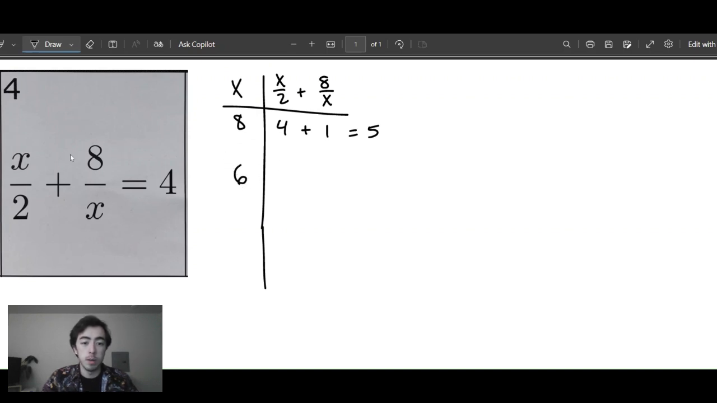If we do 6 divided by 2, we get a 3 here. And then 8/6 does reduce to 4/3. But then this is some kind of fraction number. I mean, it is 4 1/3, so why not write it as such? But this is not the same as 4.